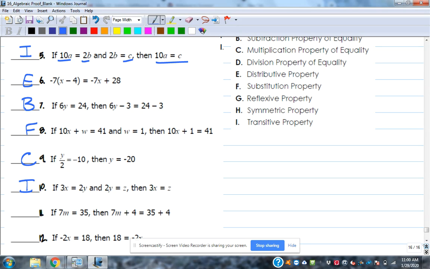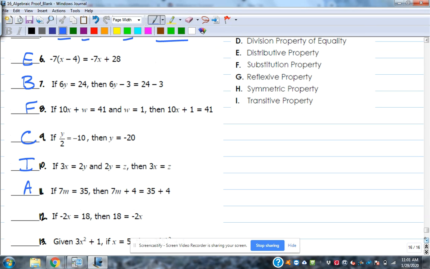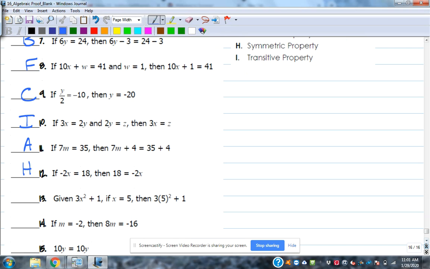Number 11. What's number 11? Addition, yeah, you're adding to both sides. Out of that, again, they tried to put some spin on the ball. Left it hanging. All right, for 12. This is the symmetric. Good job. H. And 13. I ain't got no idea. Substitution. Yeah, we plugged something in the place of something. So that's substitution, which is F.